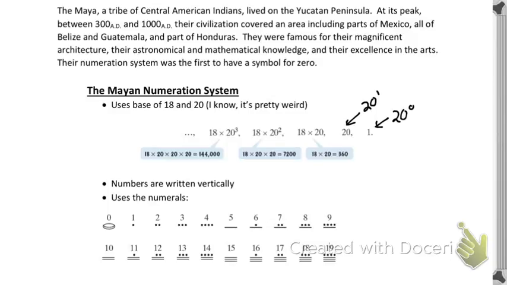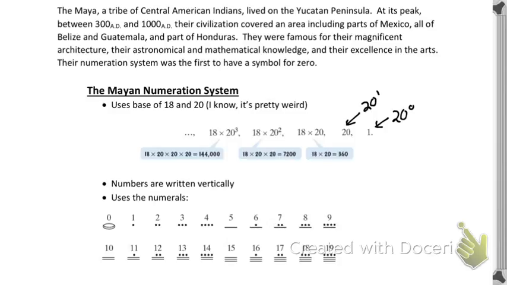However, this is where things get weird. Normally I would go 20 squared, 20 to the 3rd, 20 to the 4th. However, instead of using 20, they use 18 times 20, which gives you 360. Which is a lot like our years. It's a lot like circles. They picked this number on purpose. It is not random that 18 times 20 equals 360, and that was their next base value.